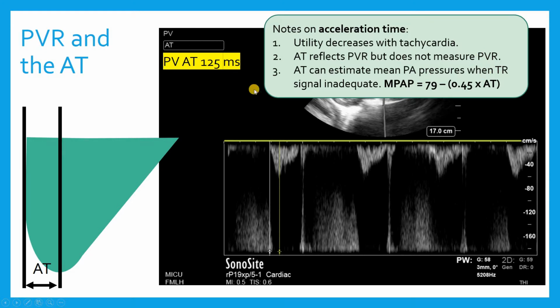So when I can't get a good TR signal, which they say is about a quarter to a third of patients, you can't pick up a TR signal, I can use my acceleration time as a pretty rough surrogate, but a pretty good surrogate of my mean PA pressures. And they're related by this equation here. So my mean PA pressure can be estimated from 79 minus 0.45 times my acceleration time. And again, you can see from this equation that higher acceleration times are going to result in lower mean PA pressures, whereas lower acceleration times, because it's negative, will give me a higher mean PA pressure.